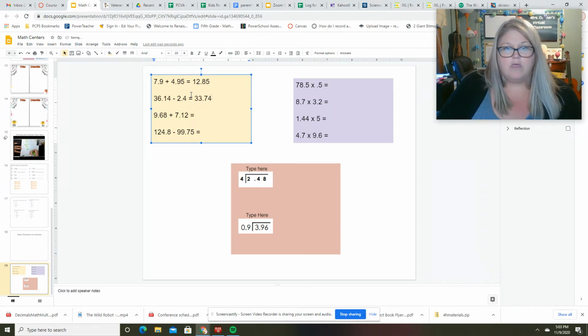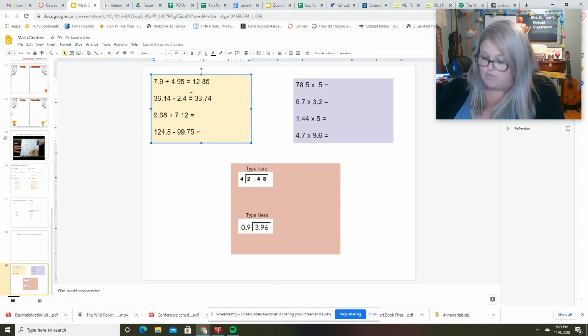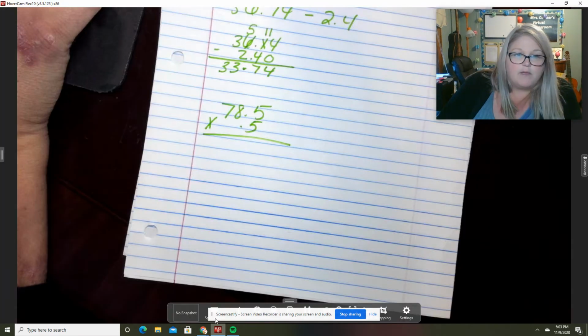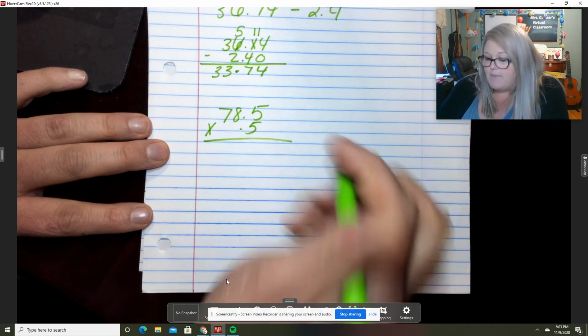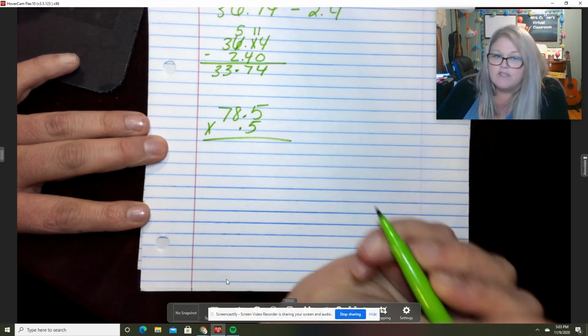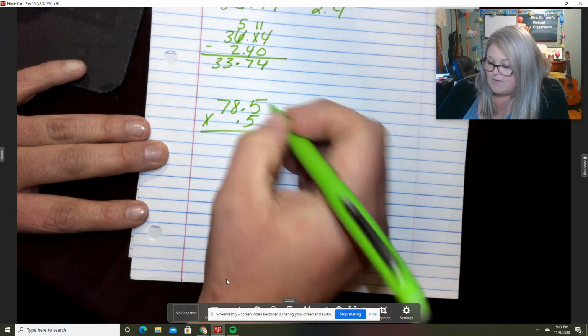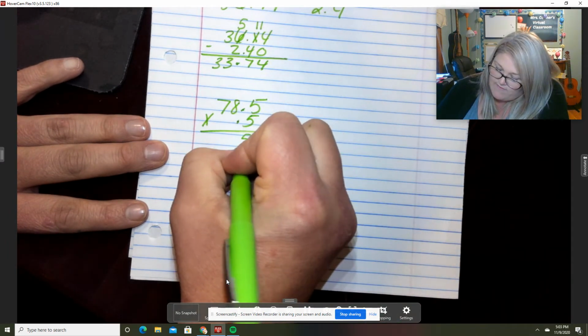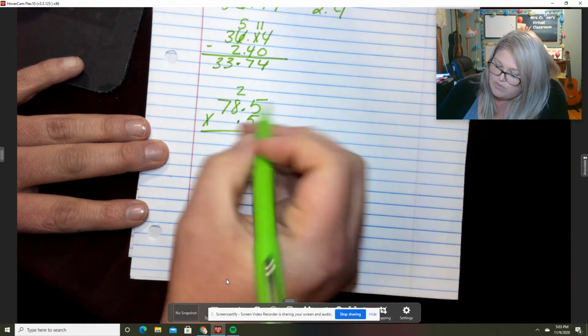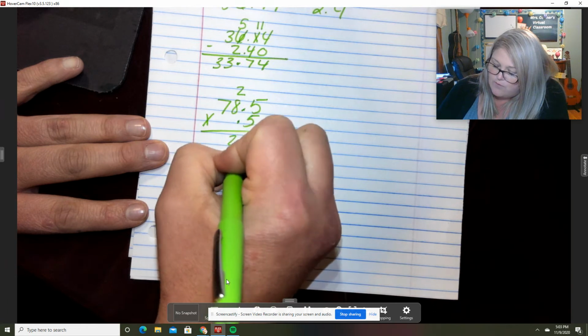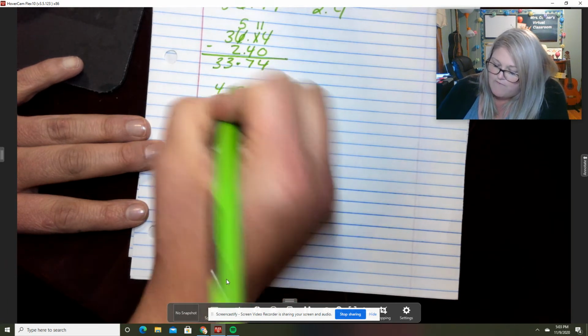Okay. And let's multiply. So with multiplication, our rule is just to line up the numbers and worry about the decimals later. Here the decimals lined up, but it doesn't always have to be like that. All right, so 5 times 5 is 25. I put my 5 here. I carry my 2. 5 times 8 is 40. Plus the 2 is 42. I put my 2 here and carry my 4.